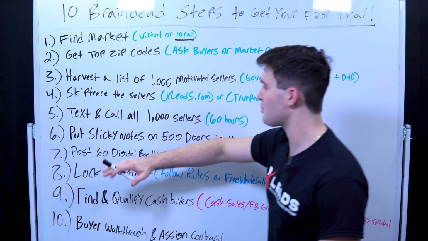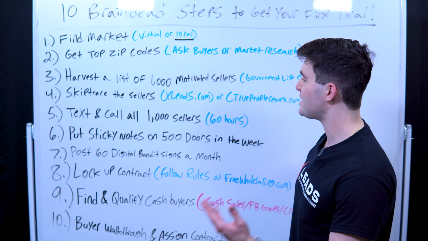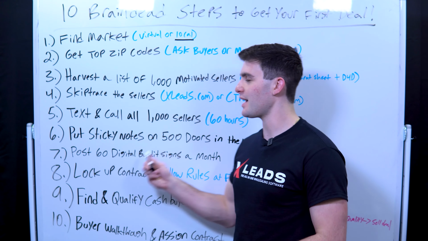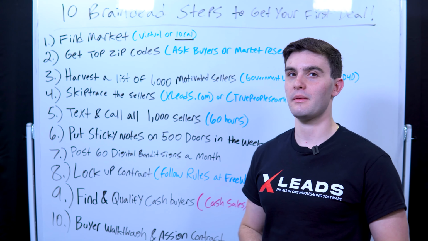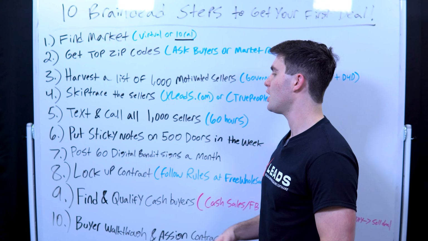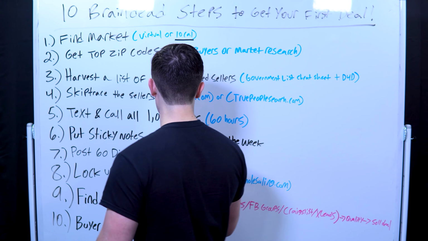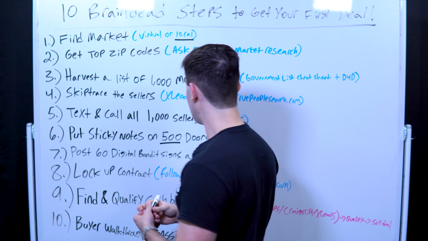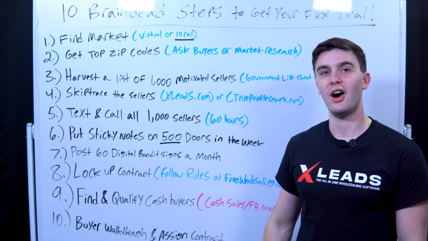Now, number 6, this is pretty self-explanatory. What I'm telling you to do is the drive for dollars list that we do, or if we didn't do much driving for dollars, we're going to make it at least 500. We are going to put 500 sticky notes on the doors on these properties.